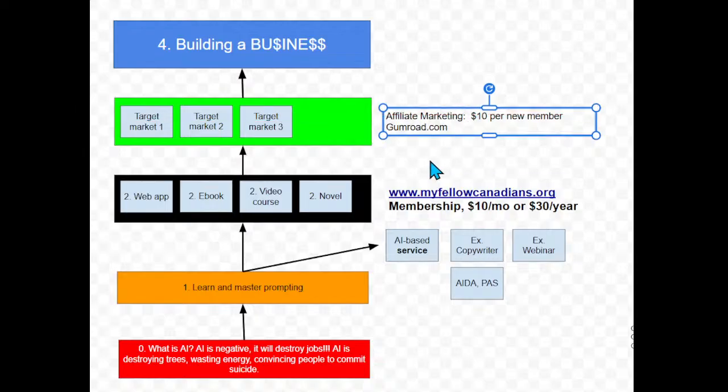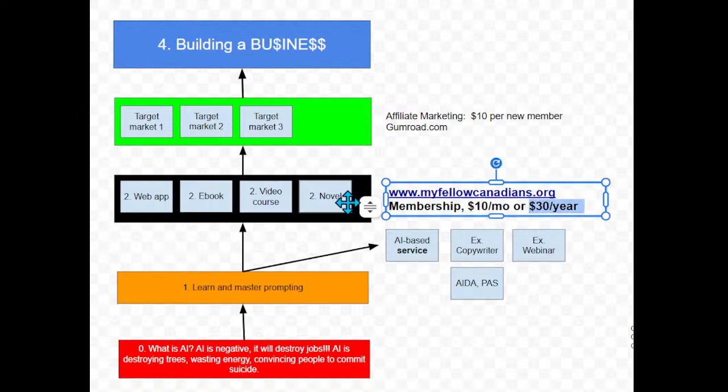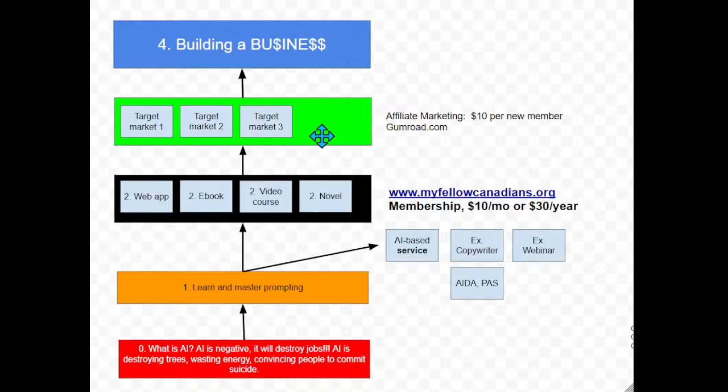So in fact, our affiliates will do the marketing. And so we're just going to focus on creating value over here. All of the value will be inside of a portal. And when people join for $30, they have access to that portal. So that's just a quick review of how I'm developing My Fellow Canadians for 2026. And I'm going to outsource the marketing to affiliates.